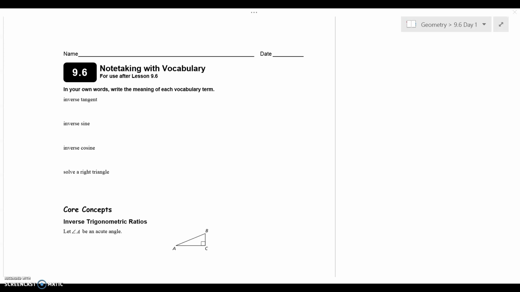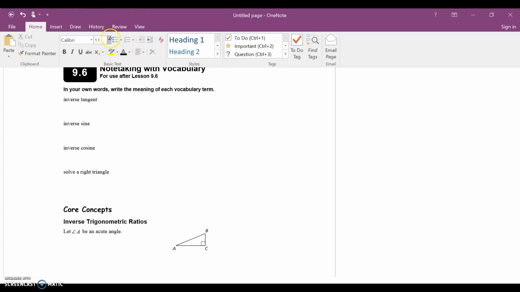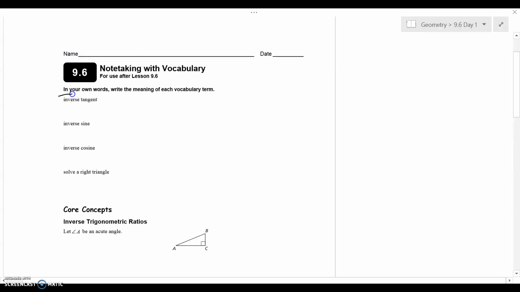Okay, so section 9.6 is about inverse trigonometric functions. And what we're going to be talking about are tangent, sine, and cosine, but with an inverse. So inverse tangent, inverse sine, and inverse cosine. And those are the first three words up here in the vocab section. And we'll get a pen here to start writing.